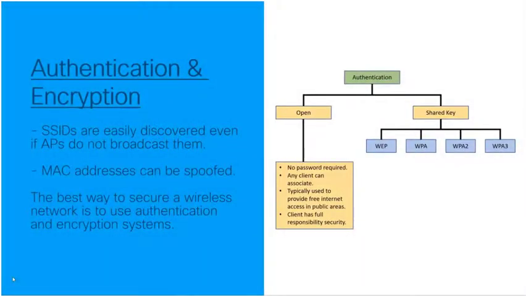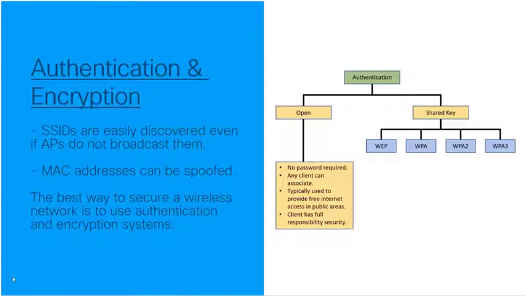Although SSID cloaking and MAC address filtering will stop most of those wireless clients that shouldn't be able to join your network, they won't stop all of them. Our crafty intruders can still easily discover the SSIDs of your access points, even if your access point is set to not broadcast it. And with MAC address filtering, crafty intruders can spoof their MAC address and still gain access to the wireless network. So the best way to actually secure a wireless network is to use authentication and encryption systems. We have two types of authentication that were introduced with the 802.11 standard. We have open system authentication and shared key.